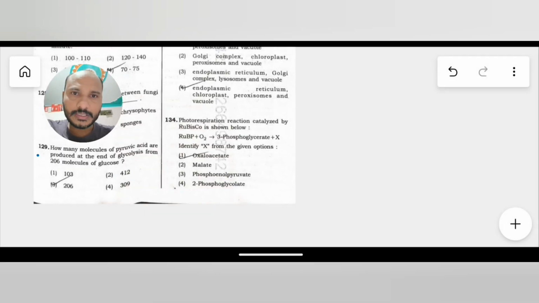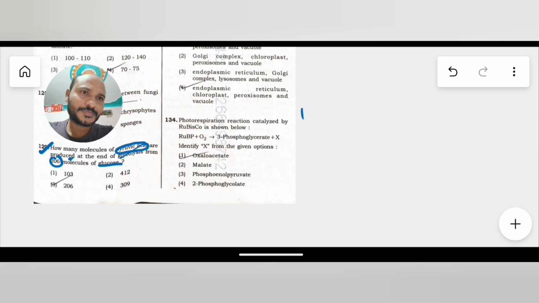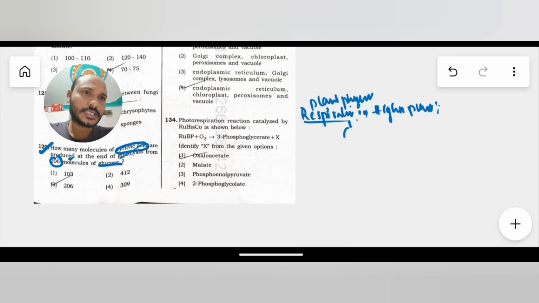Next, question 129: how many molecules of pyruvic acid are produced at the end of glycolysis from 206 molecules of glucose? These questions are framed from respiration in higher plants, that is, plant physiology. They are framed from glycolysis in respiration. So read these questions carefully.